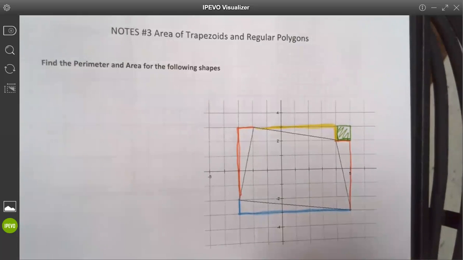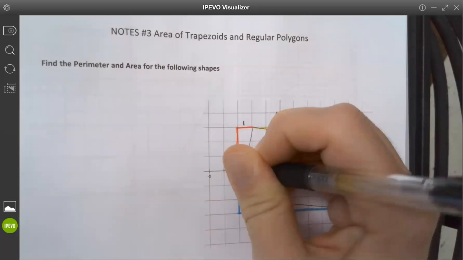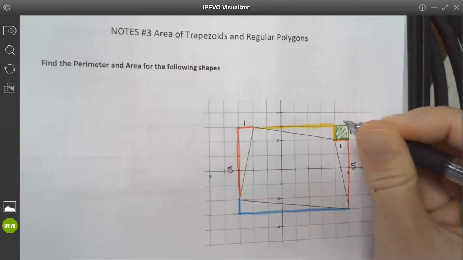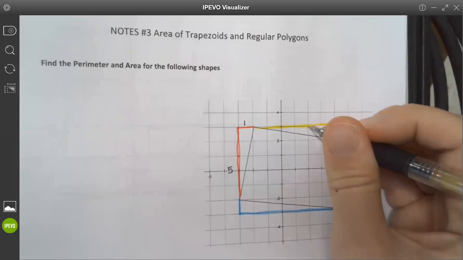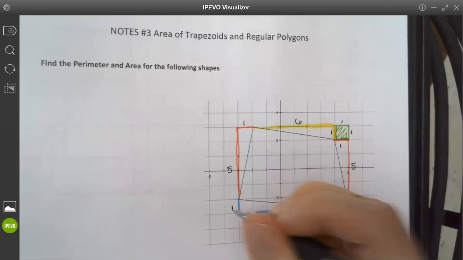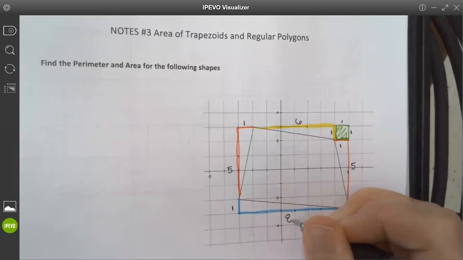Let's figure out what our dimensions are. So this is 1 and 5. This one's also 1 and 5. This cube is 1 by 1. 1 by 2, 4, 6, yeah. And 1 by 2, 4, 6, 8.